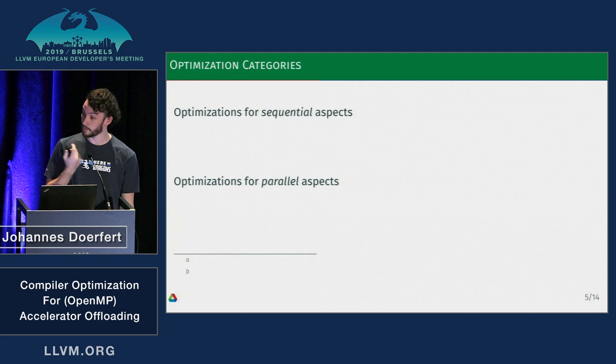Okay, so the first part was the talk last year at LLVM Dev. Now I talk about the second part. What I noticed is the following, which a couple of you might have noticed if you ever did OpenMP target offloading.